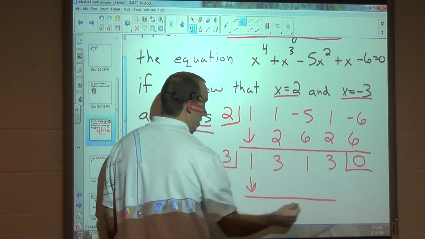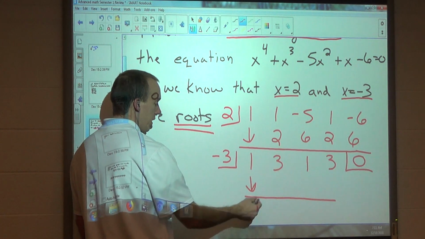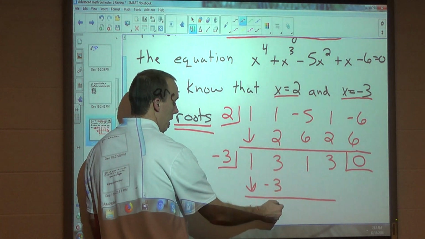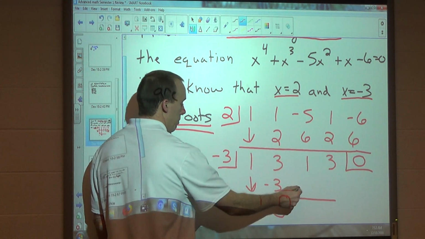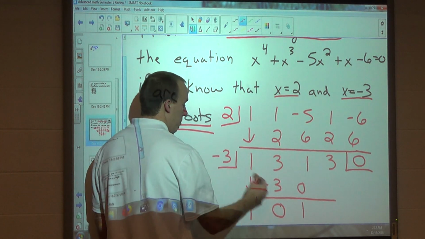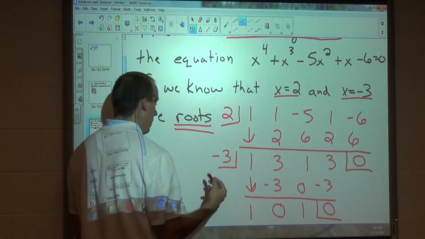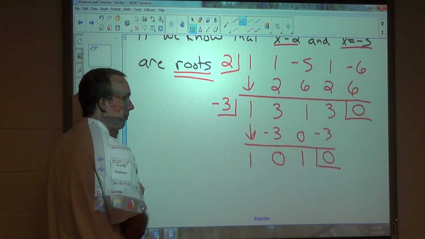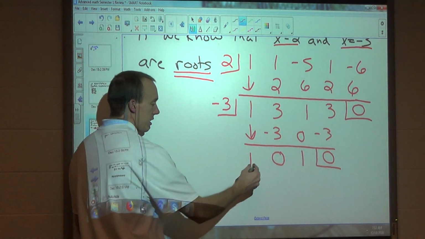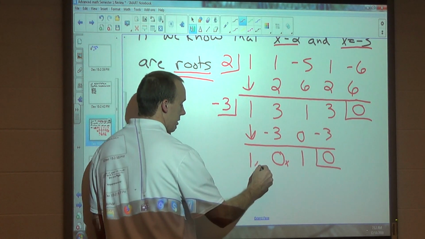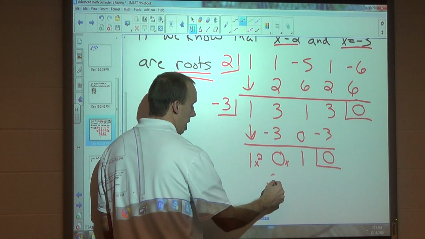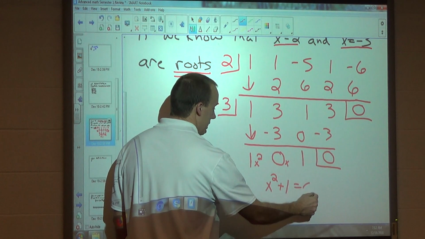But I just keep on doing synthetic division. Okay, you multiply and then you add to go down, and then you multiply and then you add, multiply, and then I add. And again, I got a remainder 0, which is awesome. So then from this step, this is an x, this is an x squared. So I'd have x squared plus 1 equals 0.